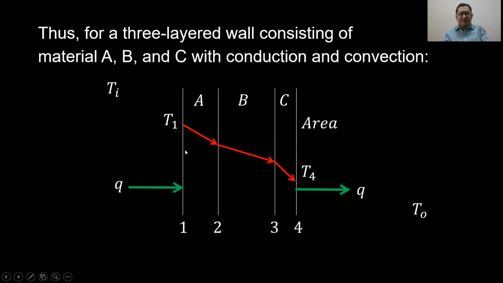And if it consists of convection, let us now consider convection. We have the temperature of the air on the inside, T sub I, and we have the same T sub 1 here, the inside surface of the wall, T sub 4, the outside surface of the wall, and T sub O, which will be the temperature of the air outside during winter time. So the heat flows in this manner. This will be the heat rate, the flow of the heat going here.